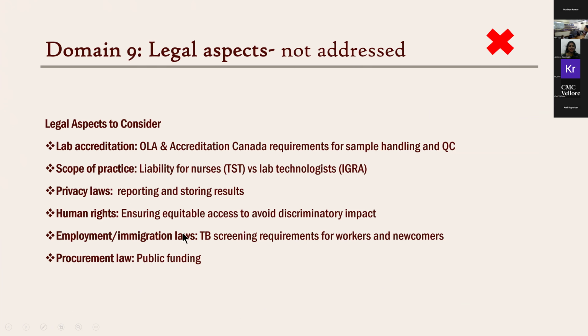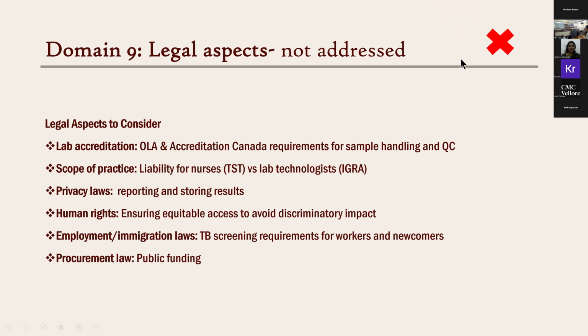Okay. Then there's something called legal aspects. Again, this study does not address it. So there are some aspects that they need to consider. Like accreditation of a lab: are there enough labs that have accreditation to upscale this? Scope of practice: if the nurses are wrong, what happens to them? Privacy laws: what happens to the results? Who's getting it? What about human rights? Is there any discrimination against immigrants and refugees happening?